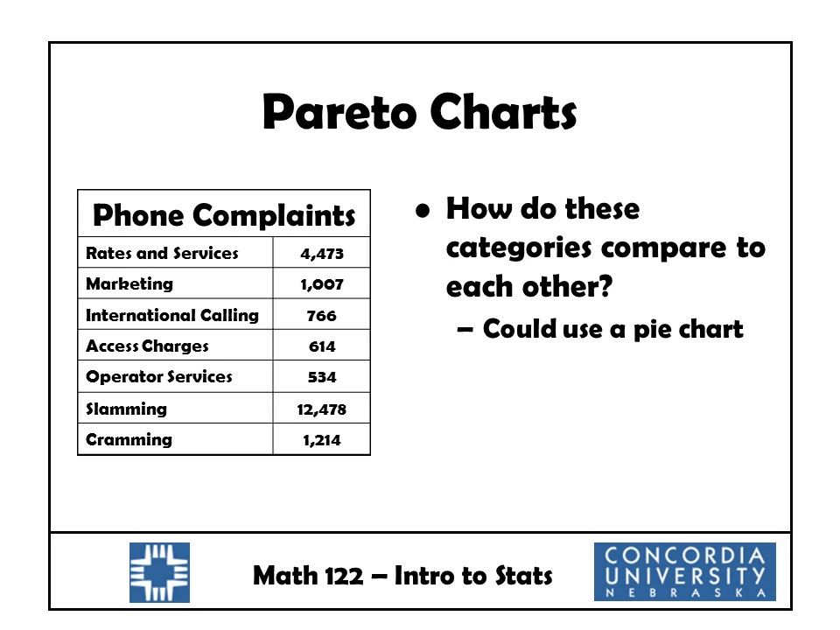Now note that our data are qualitative here. Our data are lists of complaints. Those numbers in the right-hand column are not the data. Those numbers simply summarize the data. So what we'd like to do is illustrate how these categories compare to each other. Well, just looking at the numbers, we see that the most frequent complaint was slamming, the second most frequent was rates and services, the third was marketing, etc.